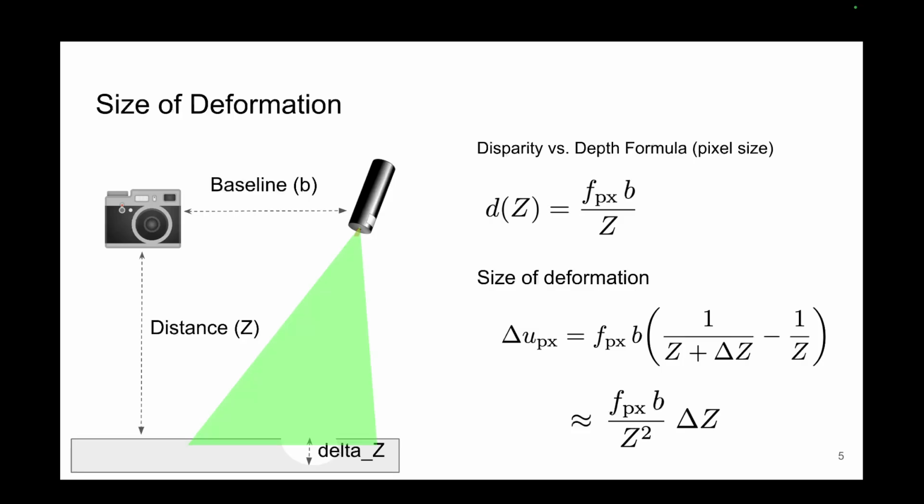So to formally define it, we have a camera and a laser line projector at a distance b. The camera is away from the plane at distance z, and the deformation on the planar surface is of size delta z. So we know d equals f_px times b over z by the perspective camera projection, and if we take the perspective camera projection at distance z and distance z plus delta z and subtract it, we find that the pixel deviation at this dent or abnormality will be proportional to the focal length, the baseline, delta z, which is the size of the abnormality, and inversely proportional to z squared.